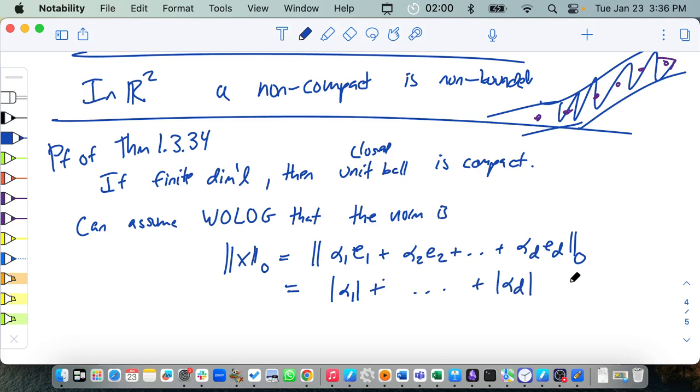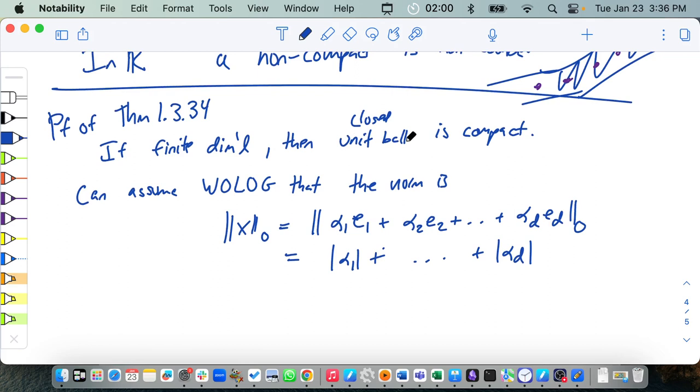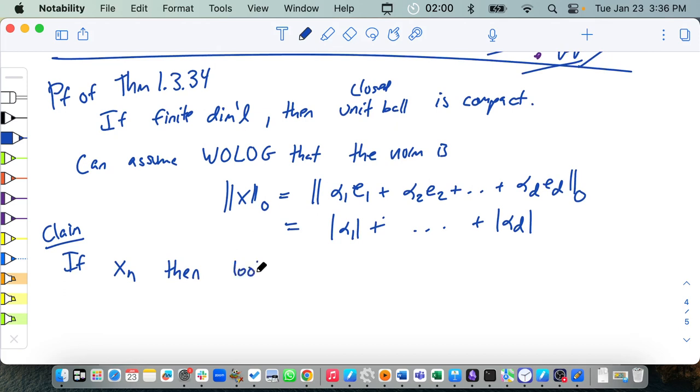So in this norm, if you have some sequence of things that are in the unit ball, we're going to prove that every sequence has a convergent subsequence. Here's the claim, and it's going to make it clear. If xn is a sequence, then look at the d sequences in R.